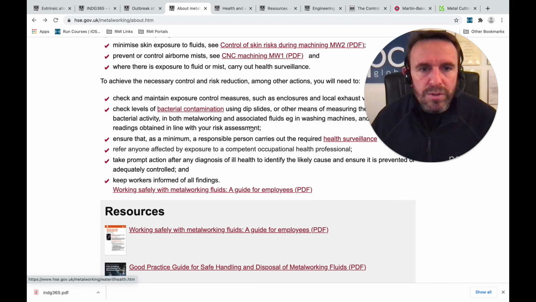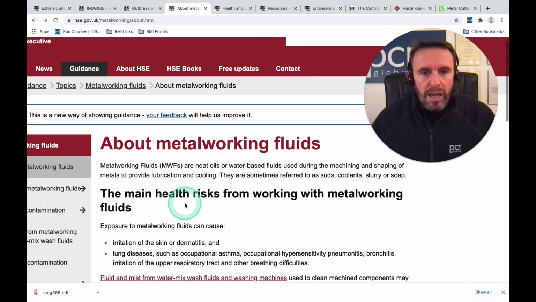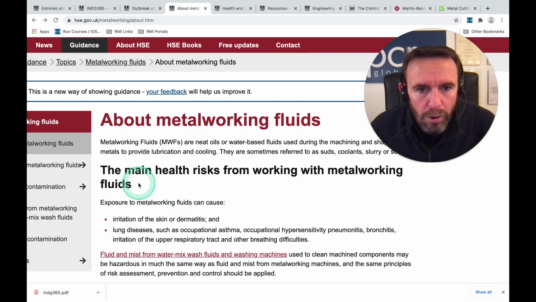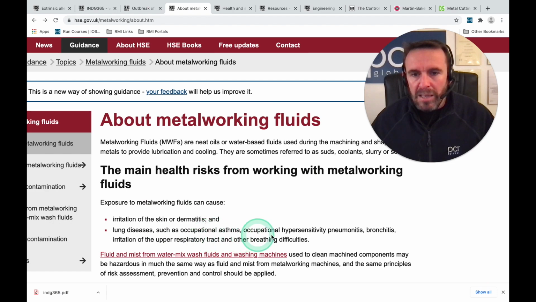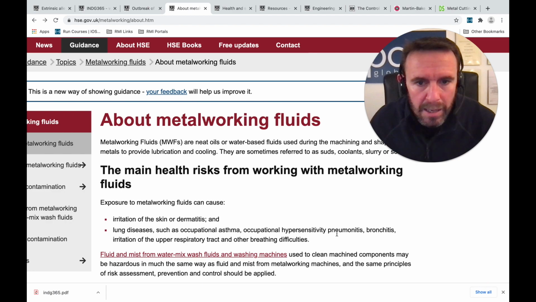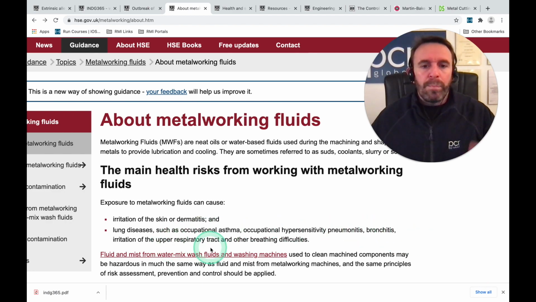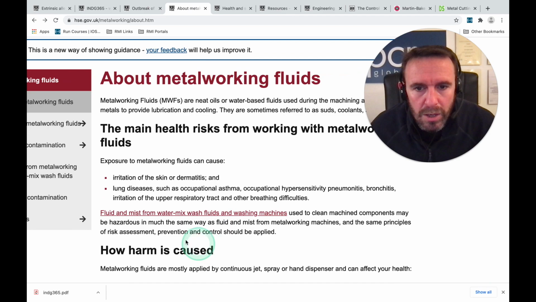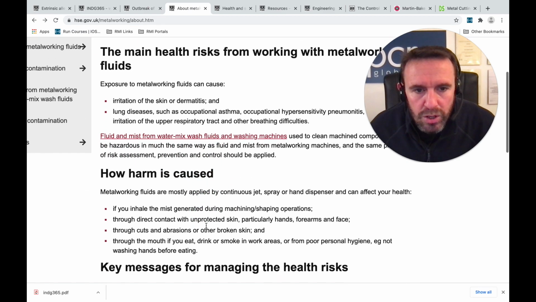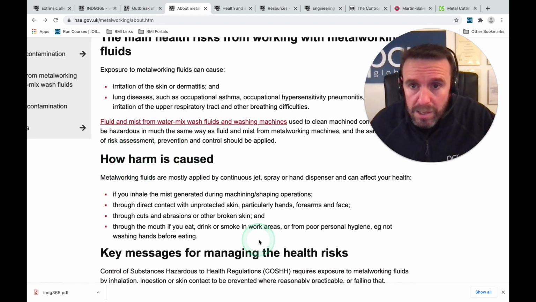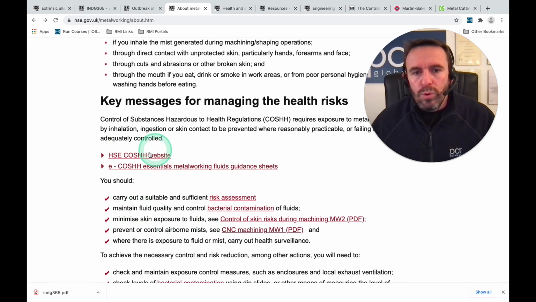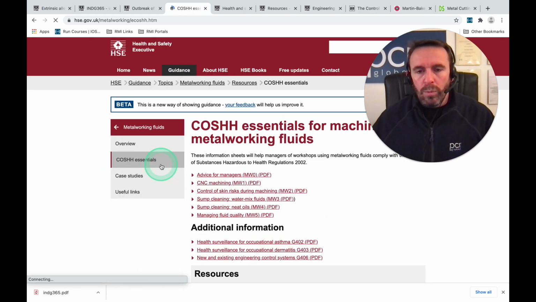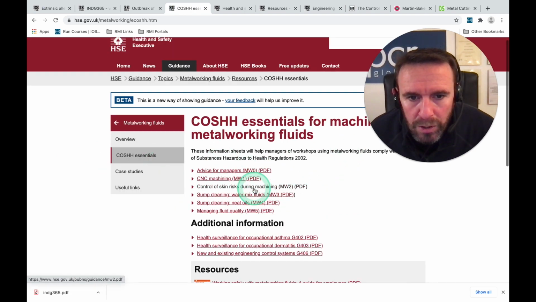About metalworking fluids. HSE page again, very good page to work from. The main health risks: irritation of the skin, as we've said, and then we've got occupational asthma, hypersensitivity pneumonitis, which actually is EAA, bronchitis, irritation of the upper respiratory tract and breathing difficulties. Worth looking on this page. It talks about how harm is caused, breathing in. This is the main source that we're talking about. It gives you then links through to the COSHH essentials for metalworking guidance. Really worth going in here.